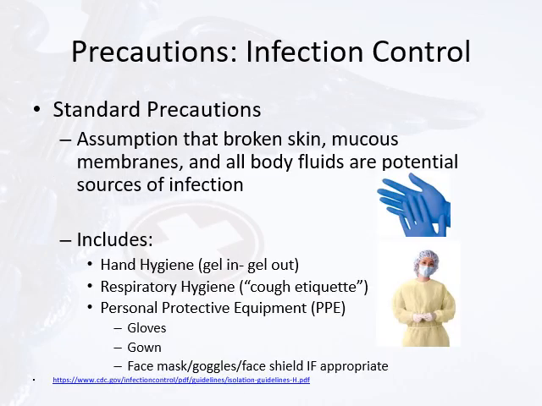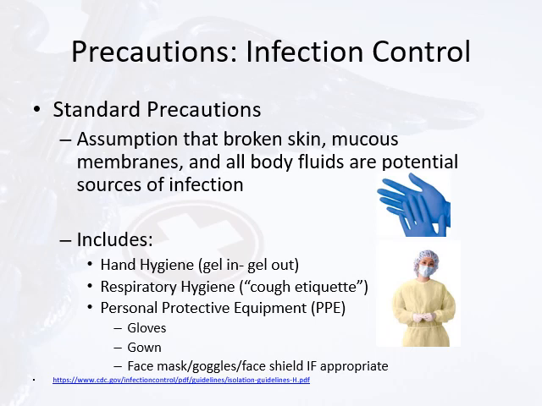In the inpatient environment, everyone is assumed to be observing standard precautions for infection control. That includes the assumption that broken skin, mucous membranes, and all bodily fluids are potential sources of infection. This means that before and after every patient, we'll need to perform hand hygiene. You'll often see signs at the doorway that tell you to gel in and gel out. That means that you'll be using some sort of alcohol-based gel hand sanitizer, often provided for you at the entrance or exit of each room.